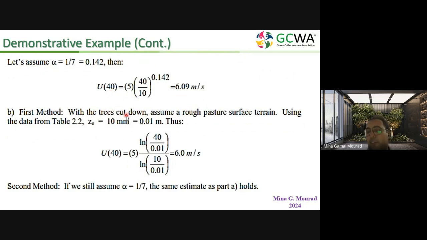If we change the geographical obstacles that exist in the region, for the first method, if the trees are cut down, assume rougher surface terrain, and so on.